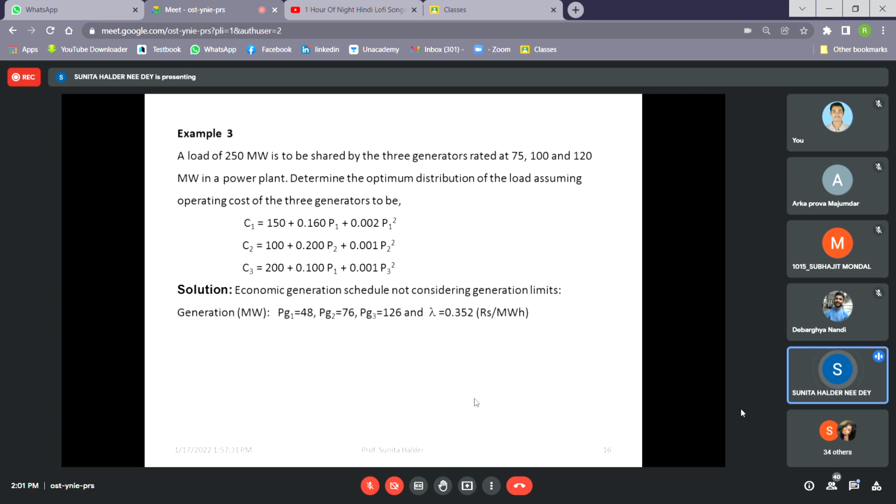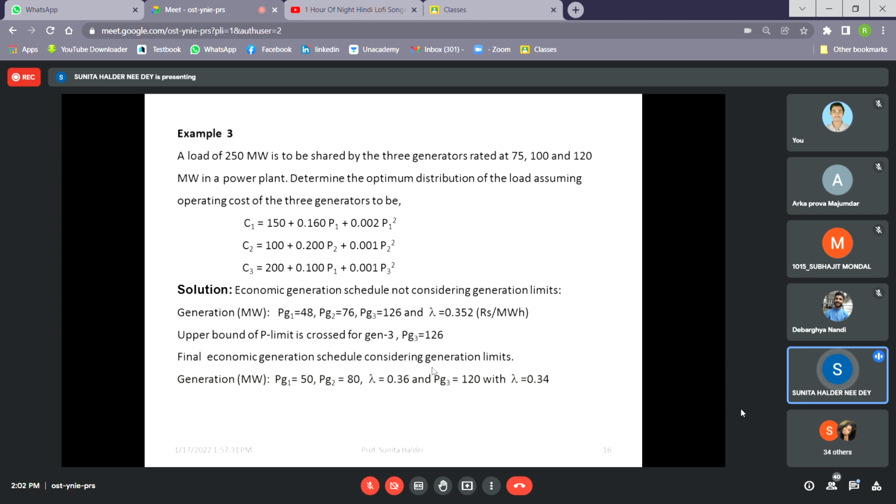If we go for the economic generation schedule, you will see that it is 48, 76 and 126, right? So you see the upper bound of the P limit is crossed for generator 3, 126. This part I have done the same as I showed earlier, only there were 3 equations, now there will be 4 equations. Now 126 will not be possible, so it should be limited to 120.